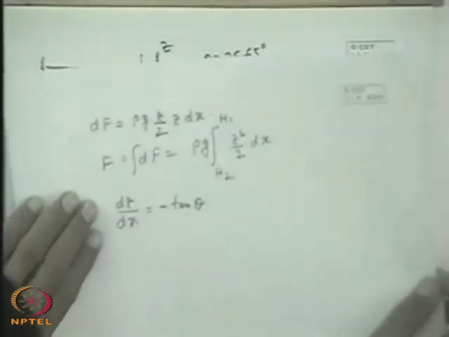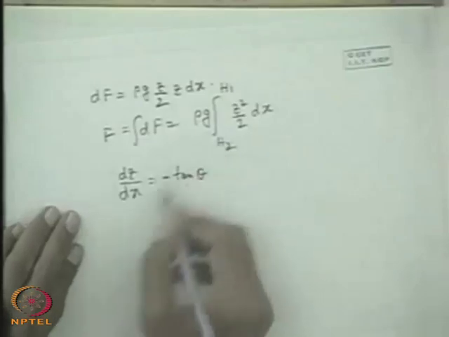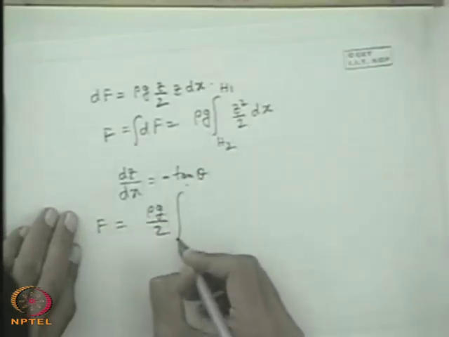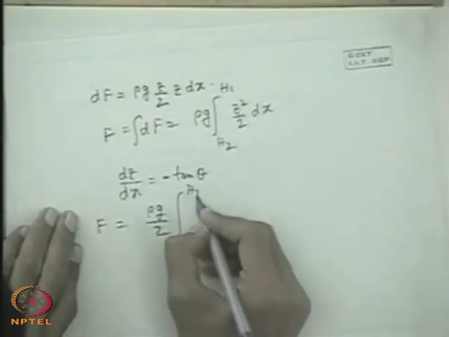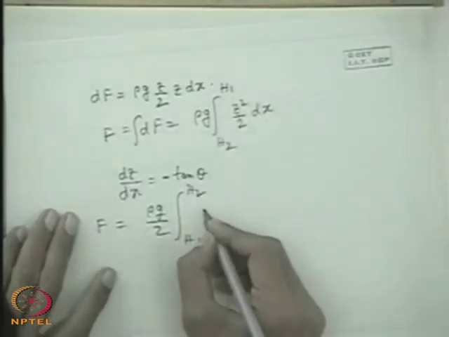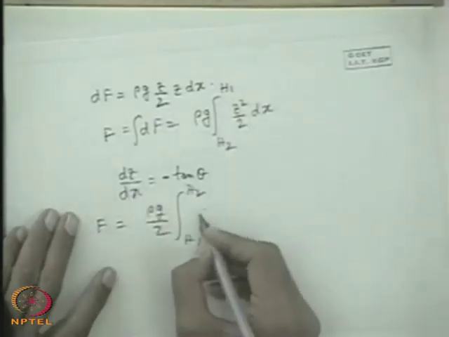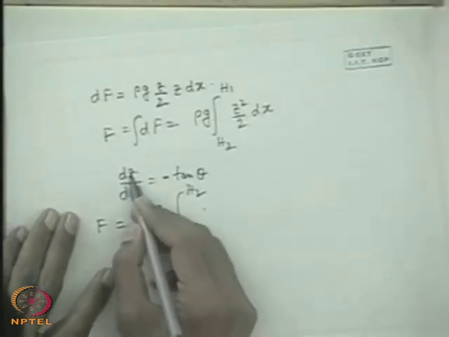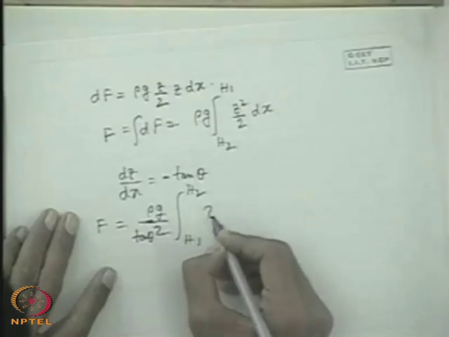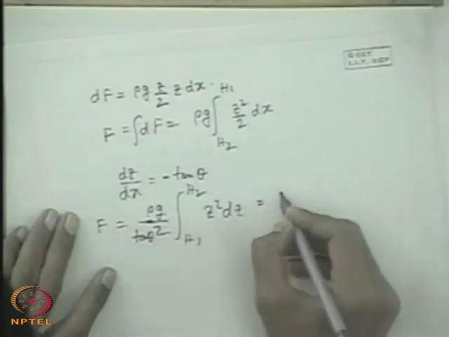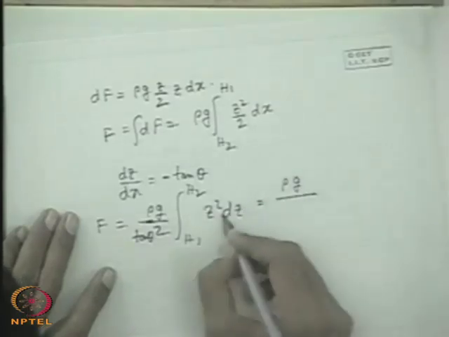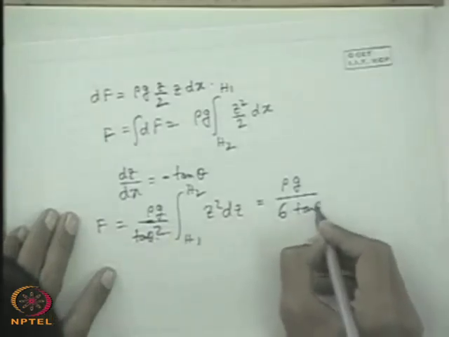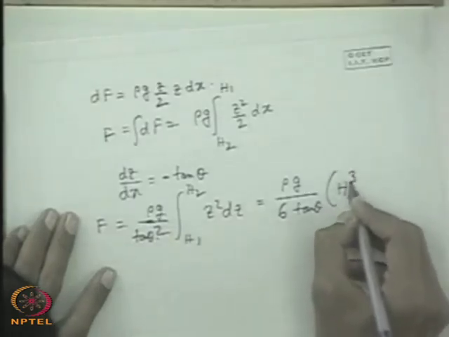That means if I now substitute it, it should be F is equal to rho g by 2. That means we can take h1, h2, change the dx is dz by tan theta. That means you take tan theta out, dx is dz by tan theta. That means z square dz. That means simple rho g z cube 6, 3 into 2, 6 tan theta into h1 cube.